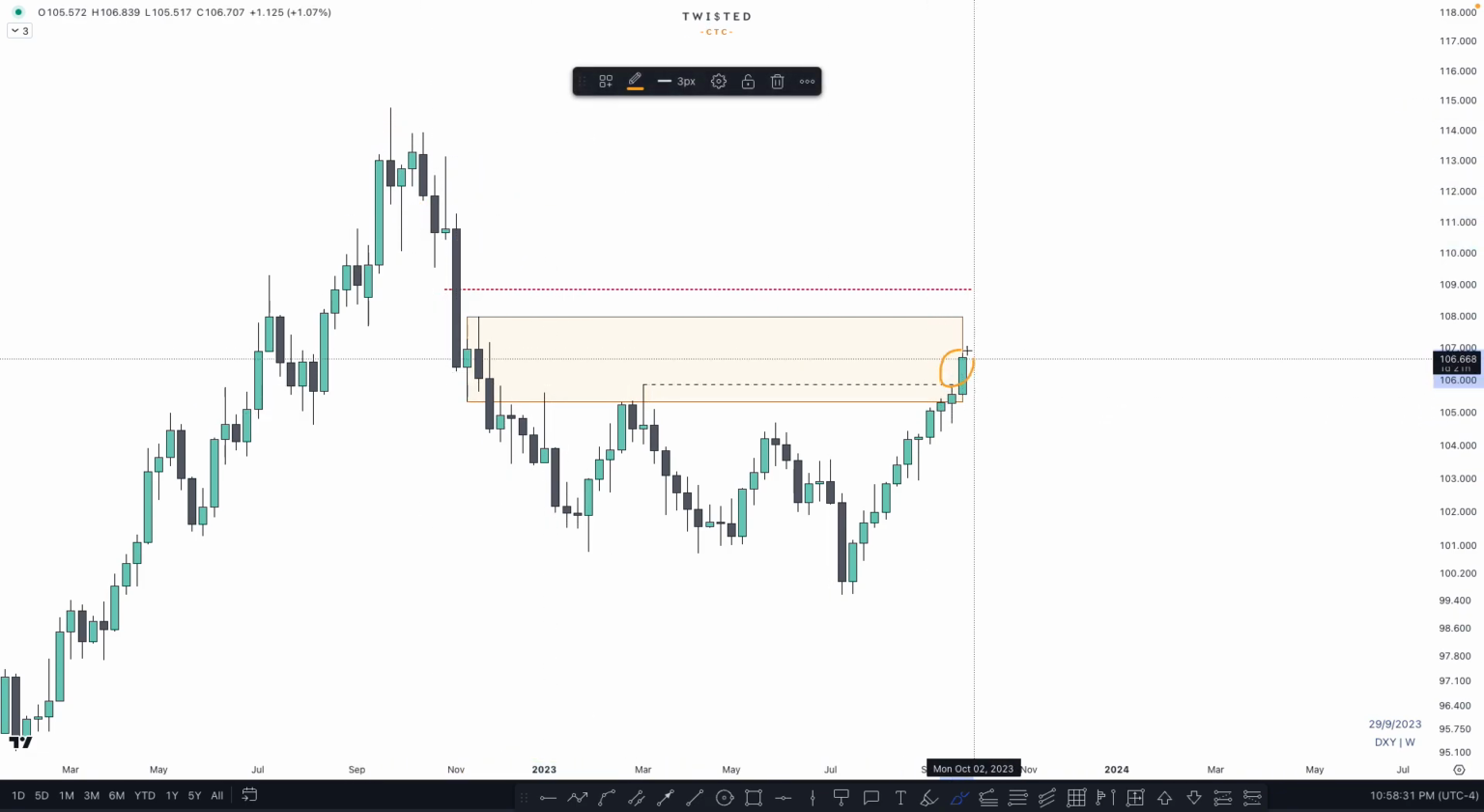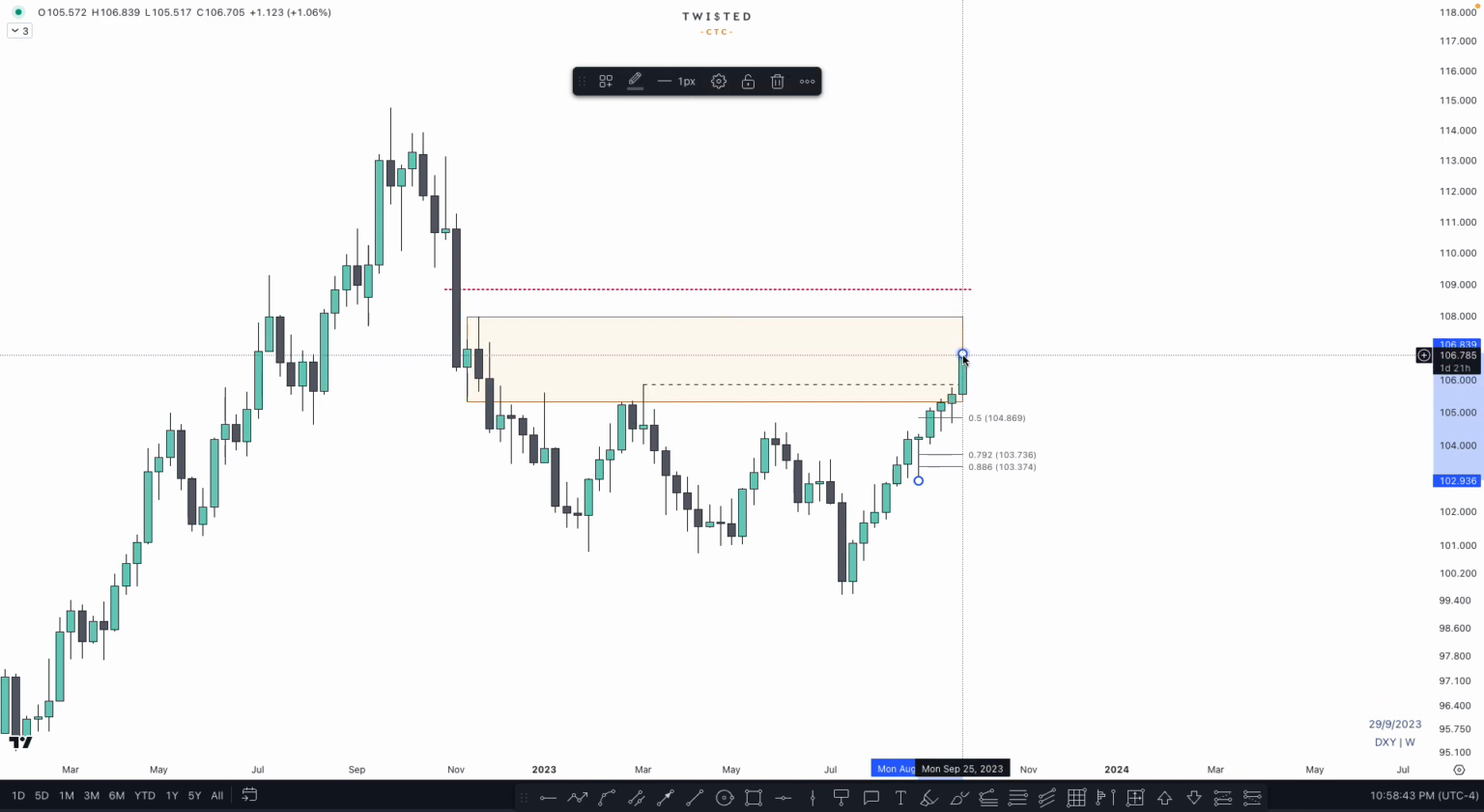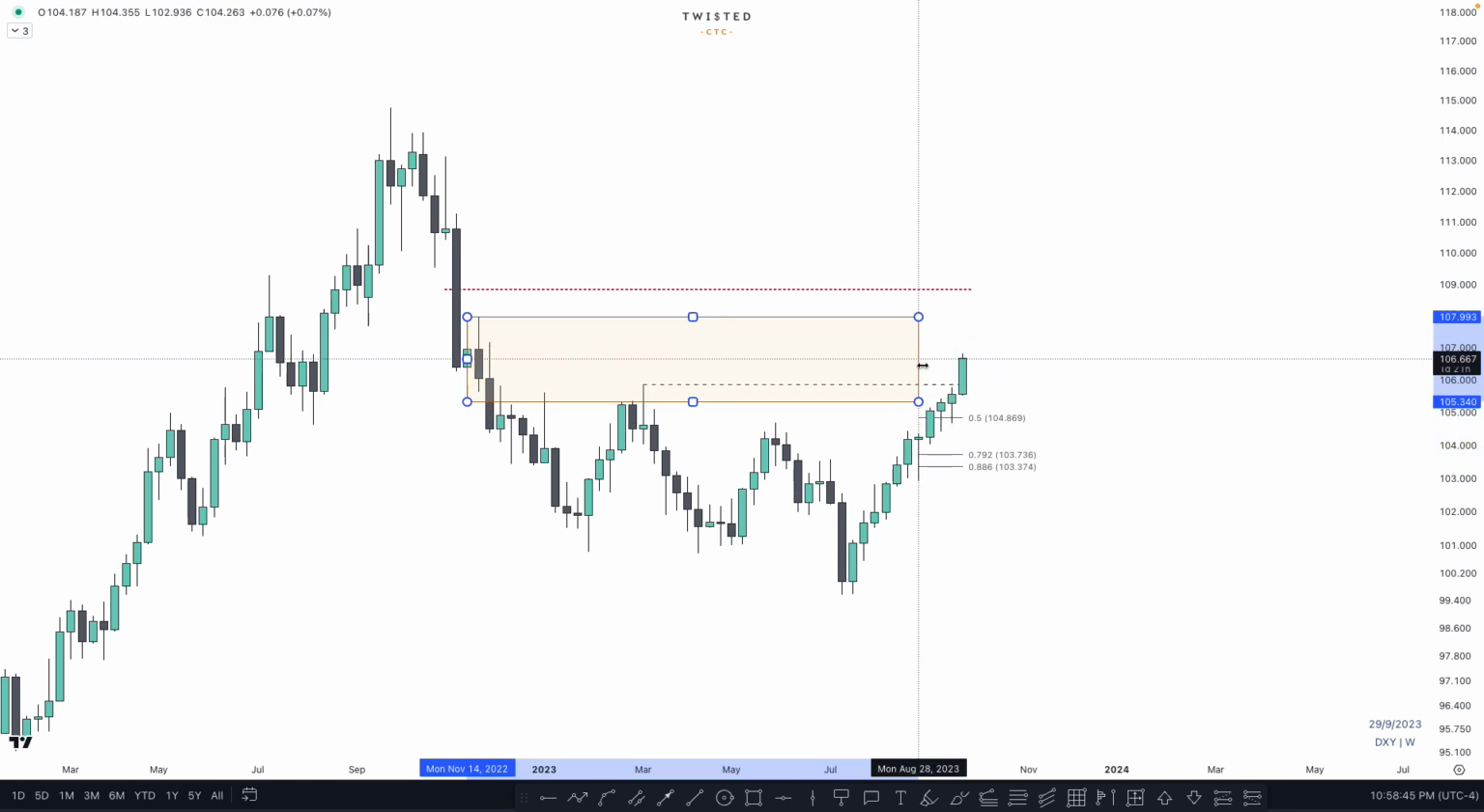But until then, we have taken out the most prominent areas on the chart, so we are expecting some sort of retracement back into the range. When we say retracement, I would like to see a retracement down into this range. I'll move this order block a little bit to this side.